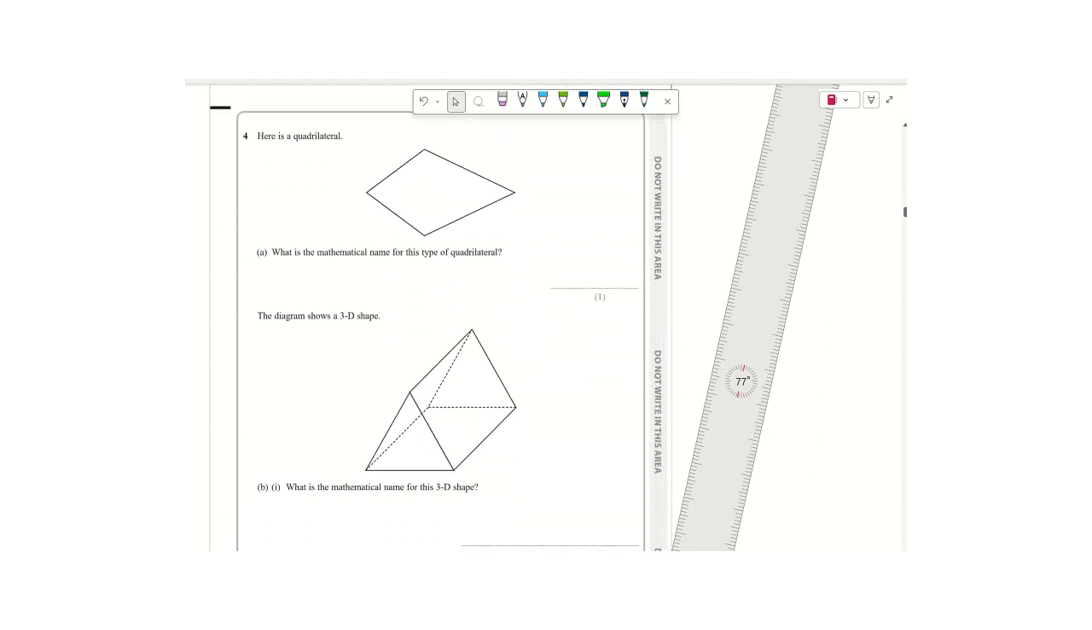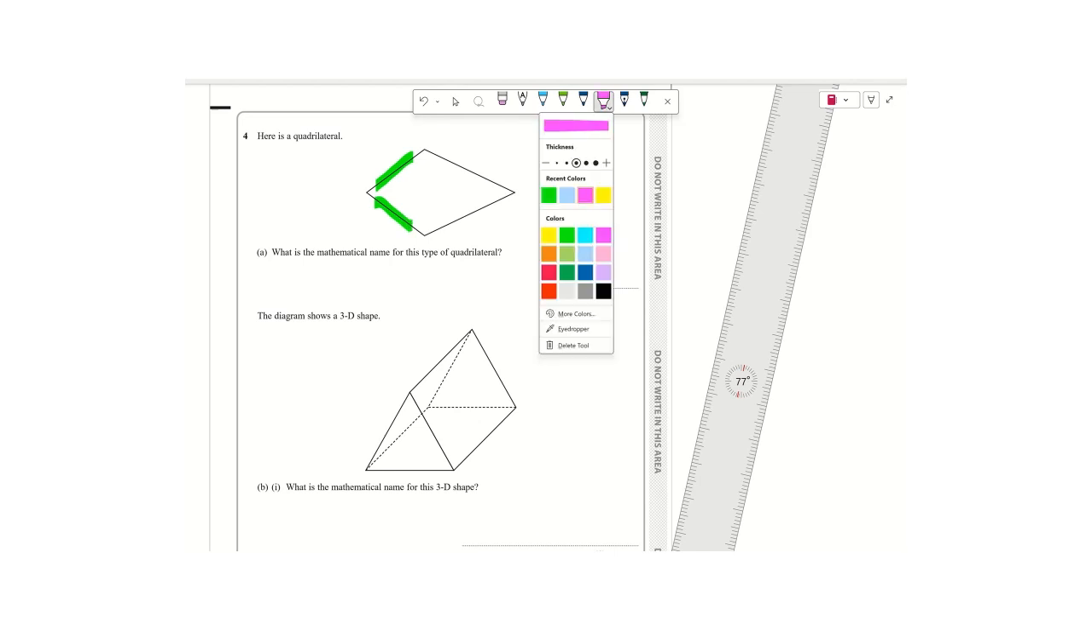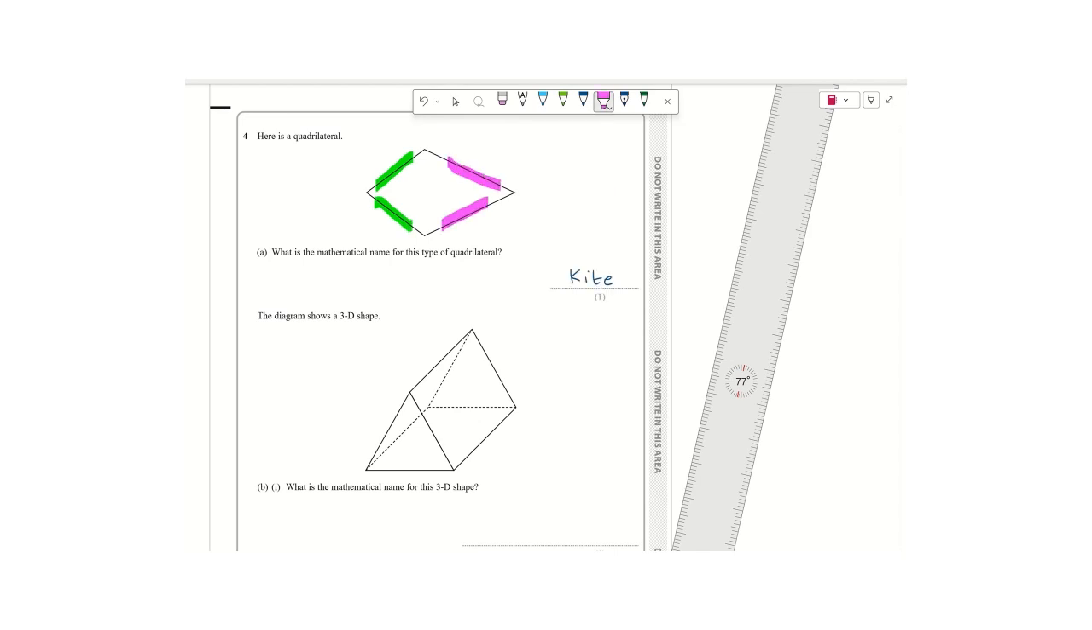Question 4. It's a quadrilateral because it's 4-sided, and part A asks for the mathematical name of this. This is a kite. It's a kite because these 2 sides are the same length, and these 2 sides are the same length. And if you were to put in the diagonals, they meet at right angles. And if you look at it kind of sideways on, it does look a bit like a kite that you would fly.